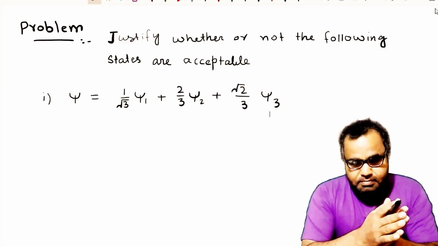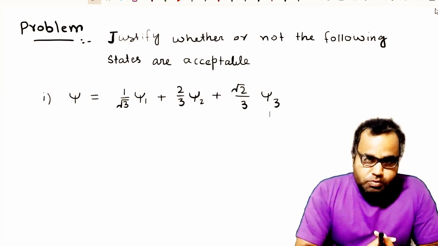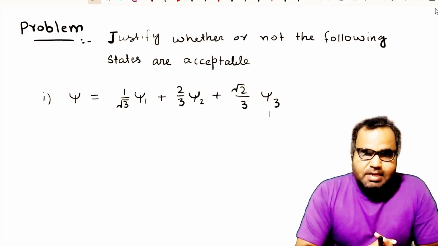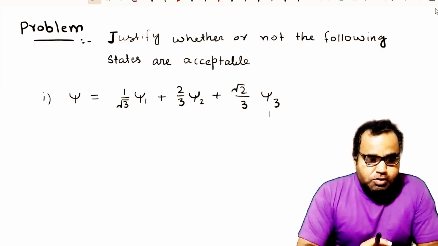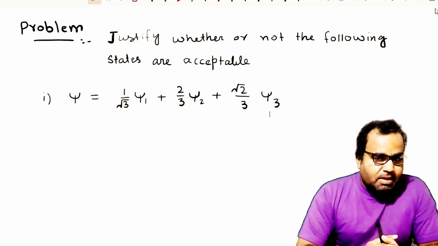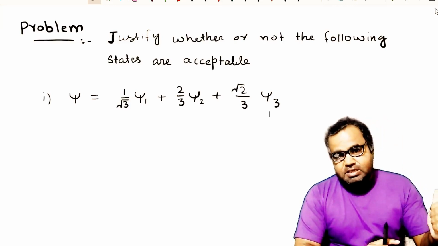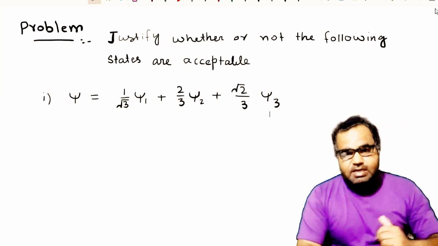Okay, so the state is given: psi is equal to 1 over root 3 psi 1 plus 2 over 3 psi 2 plus root 2 over root 3 psi 3. This is the state which is given, and we want to show whether this state is acceptable for a wave function or not. The condition from the previous lecture should be satisfied. And what was that condition?